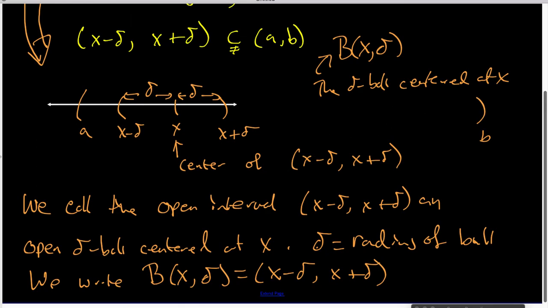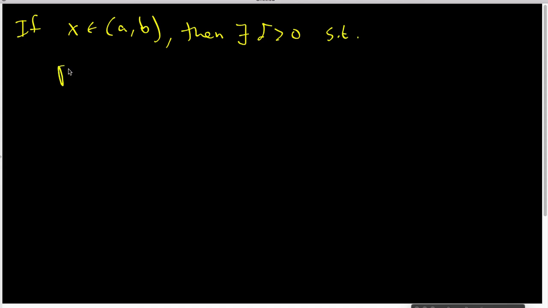And so the important fact that we have about open intervals can be stated as follows. If x belongs to an open interval, then there exists a delta bigger than 0 such that the delta ball centered at x will be a proper subset of the interval.